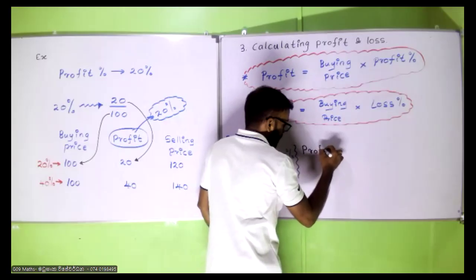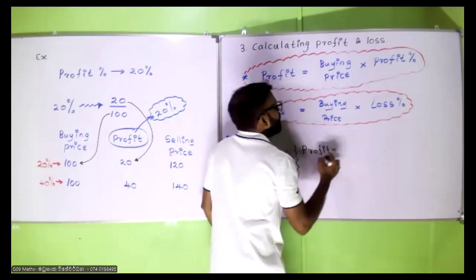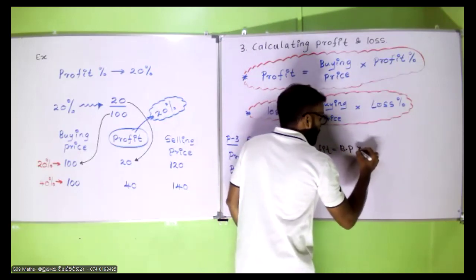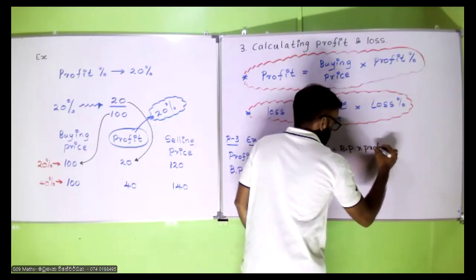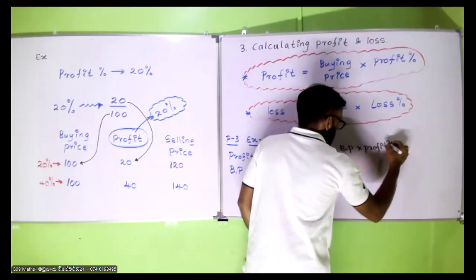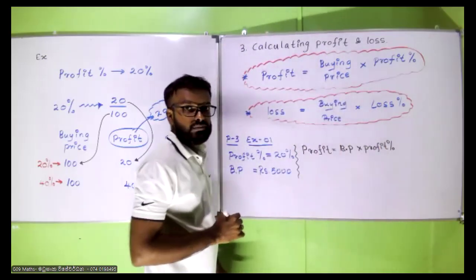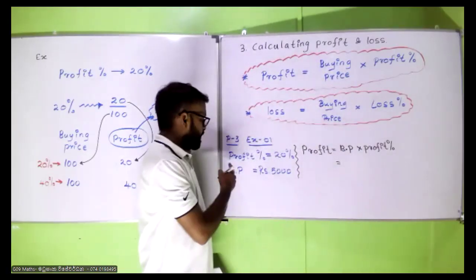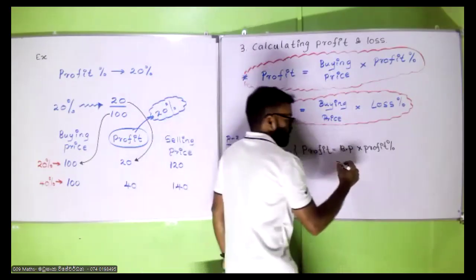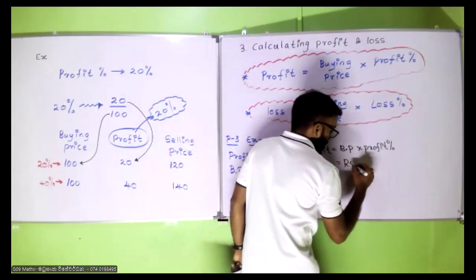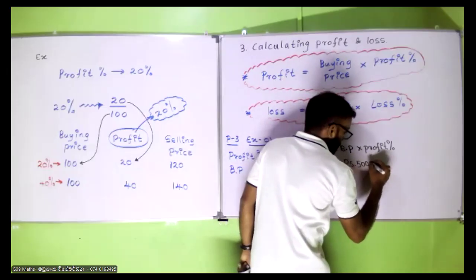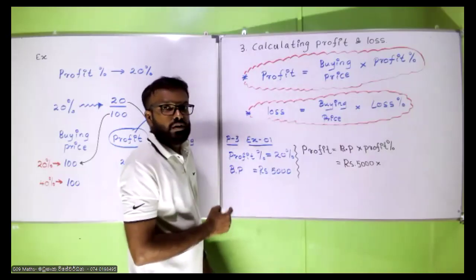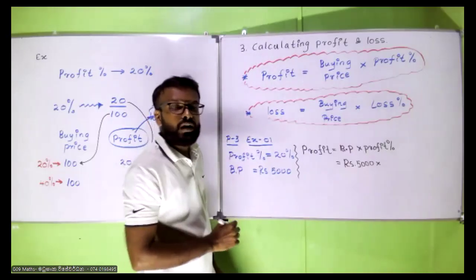Profit equals buying price into profit percentage. Like this. So you know the buying price. Buying price is 5,000 rupees. Profit percentage is 20%, that means 20 divided by 100.